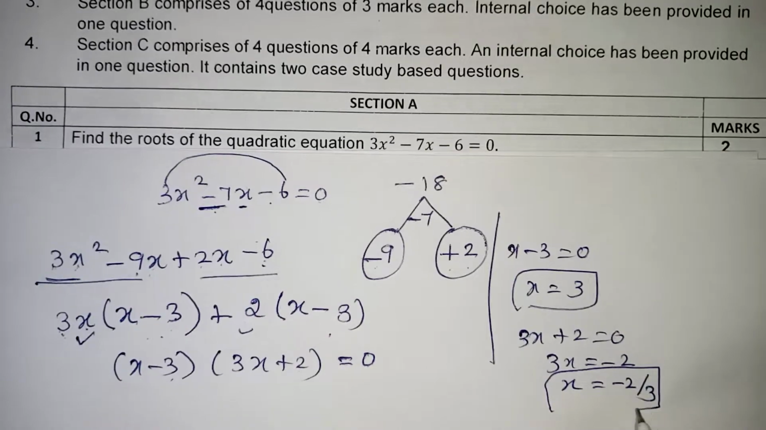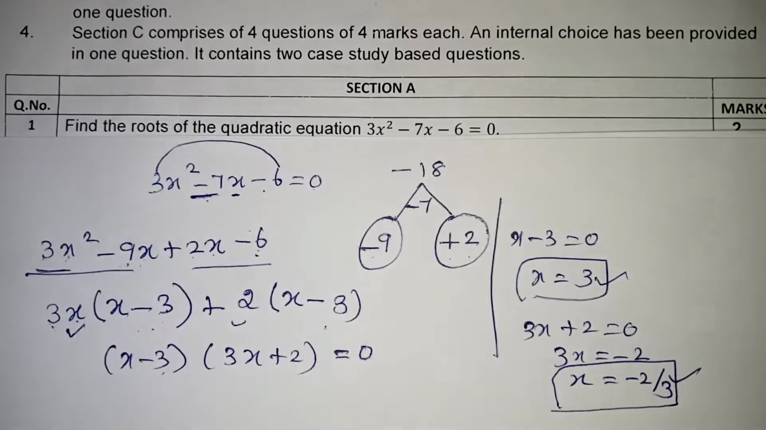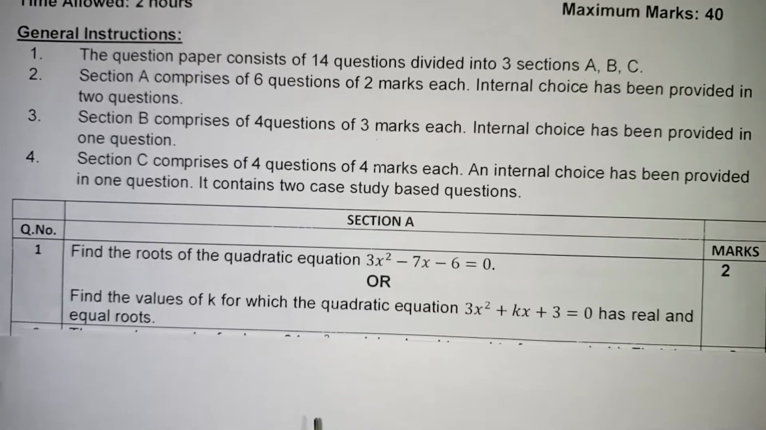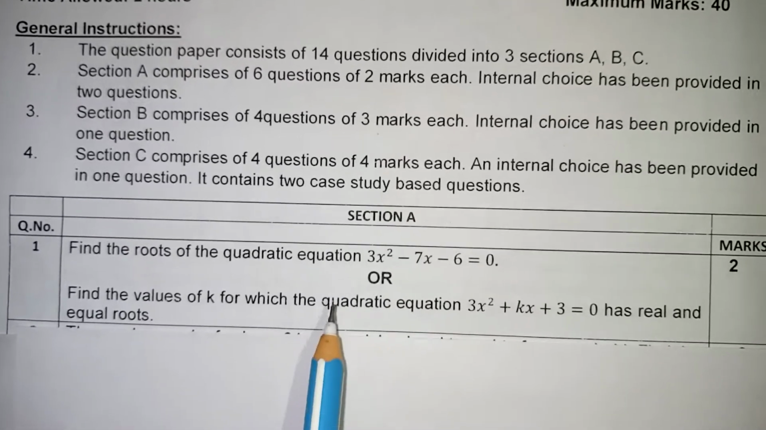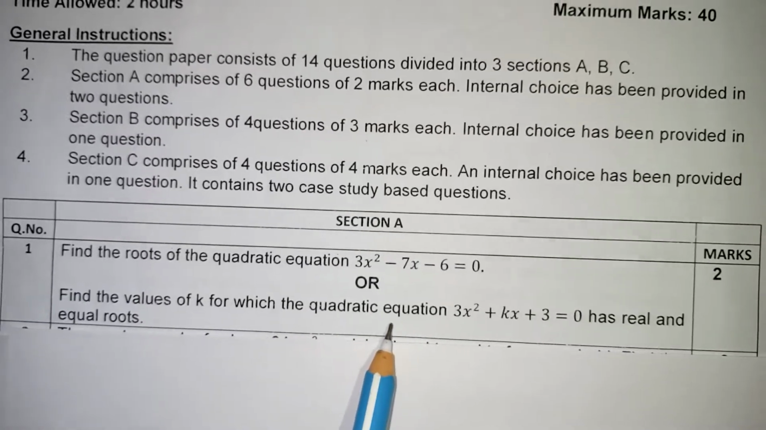So x is equal to minus 2 by 3. So x is equal to 3 and minus 2 by 3 are the correct roots. Look at another question. Now in your exam you can select any one of the questions, but we need to learn everything. That's why we are solving this also.